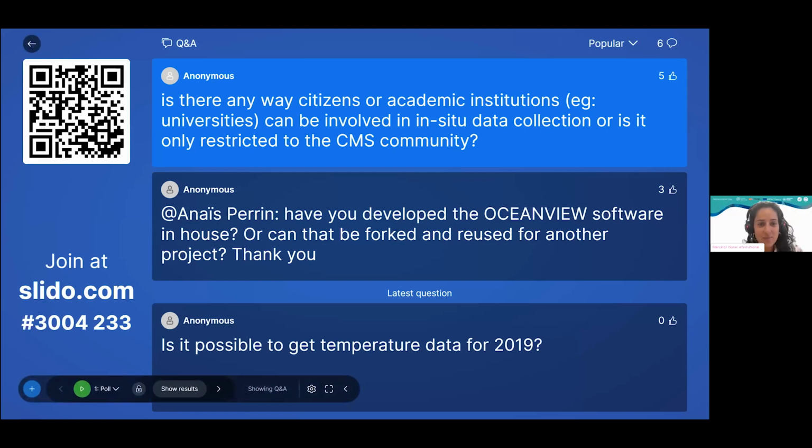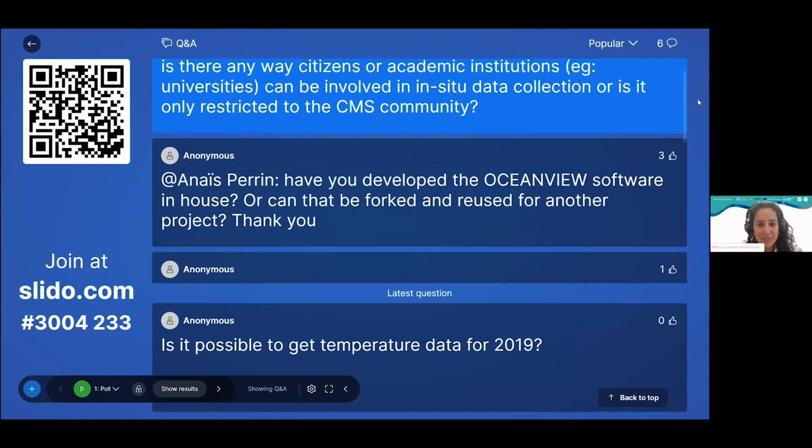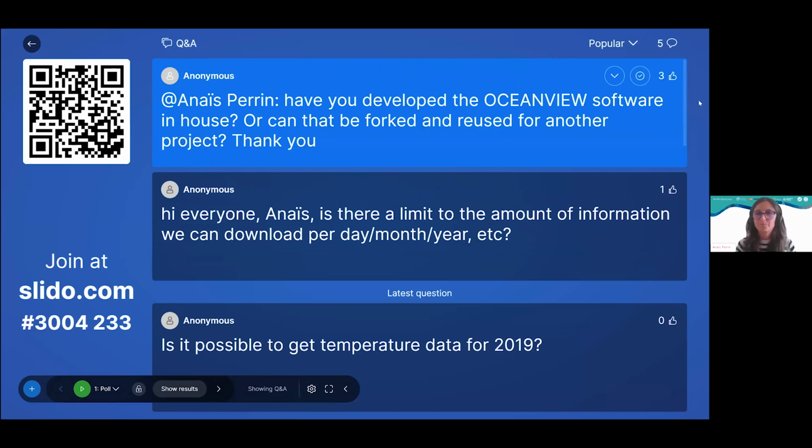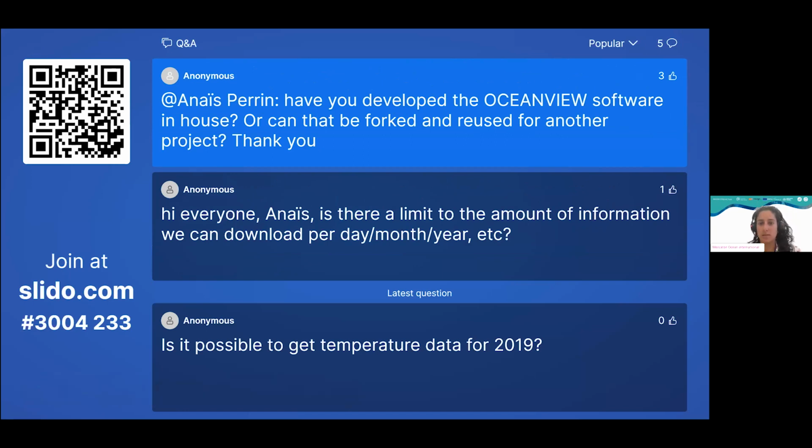Okay, next question. This one is for you, Anaïs. Have you developed the Ocean Viewer software in-house, or can that be forked and reused for another project?